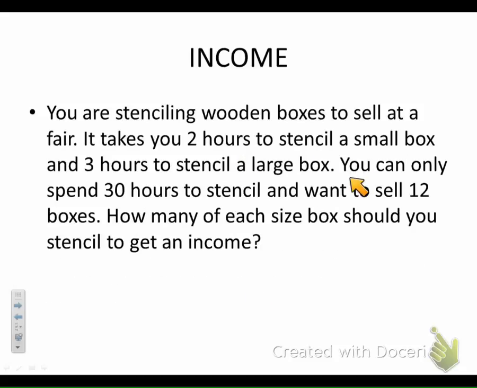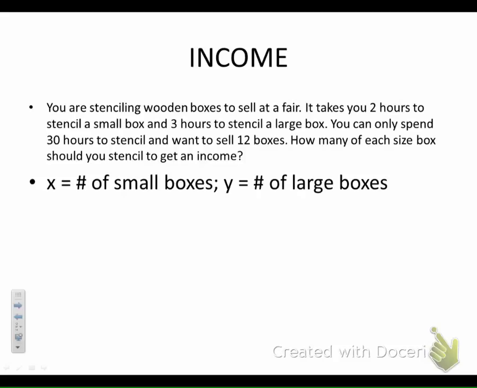A sentence was supposed to be deleted from that. So now, 2 hours to stencil a small box, 3 hours to stencil a large box. You can only spend 30 hours to stencil, and you want to sell 12 boxes. How much of each size should you stencil to get an income? I'm going to map it out. First, you should have already figured out your variables, x being something, y being the other. You've got 2 equations, because I needed this shortened.